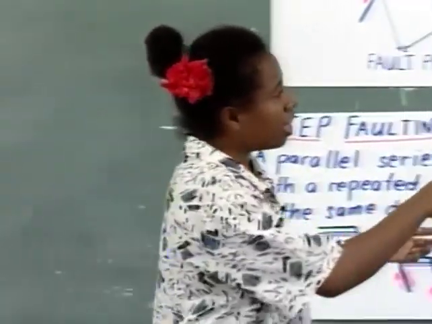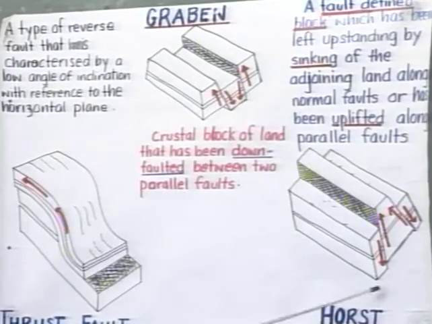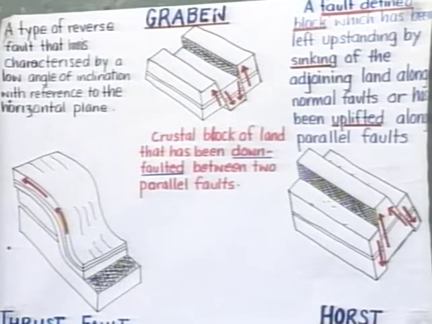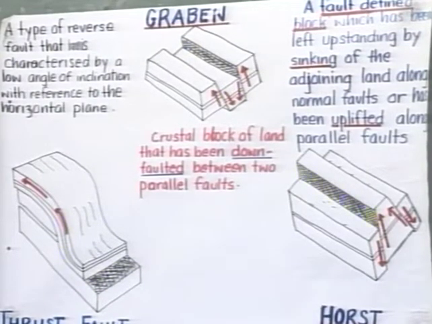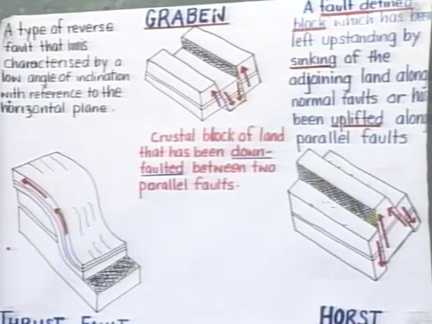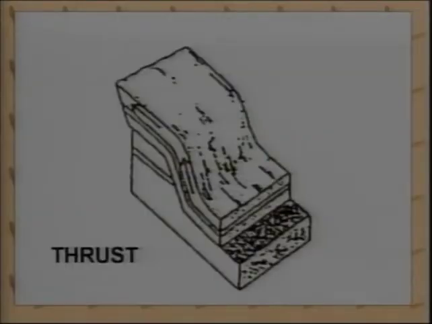But for the three, thrust, graben, and horst, by looking at the diagrams, automatically you can pick up the way in which rocks have been displaced. We'll start off first with the thrust fault. From the monitor, you can see here displacement. Would someone like to explain to us how has displacement taken place for this particular diagram or picture? What type of displacement has taken place for this thrust faulting to occur?